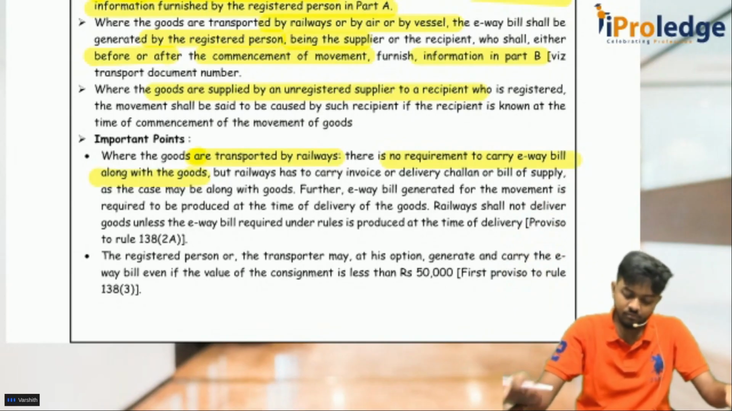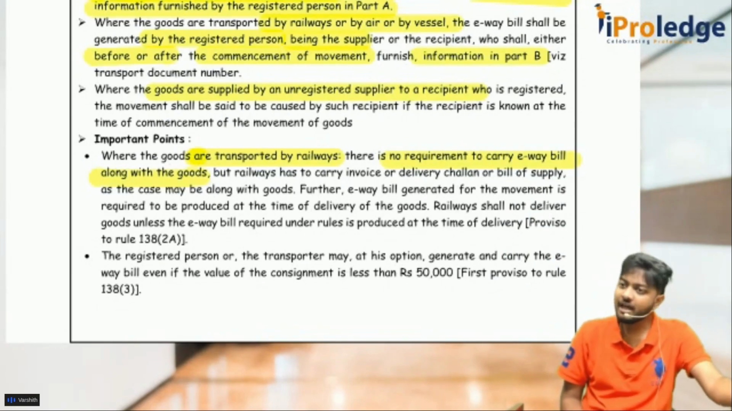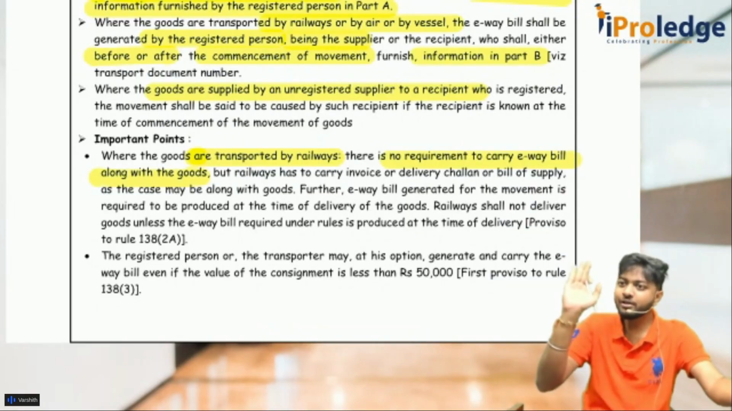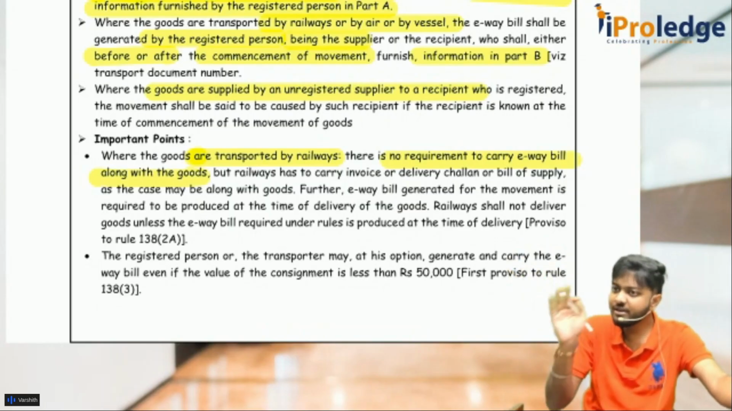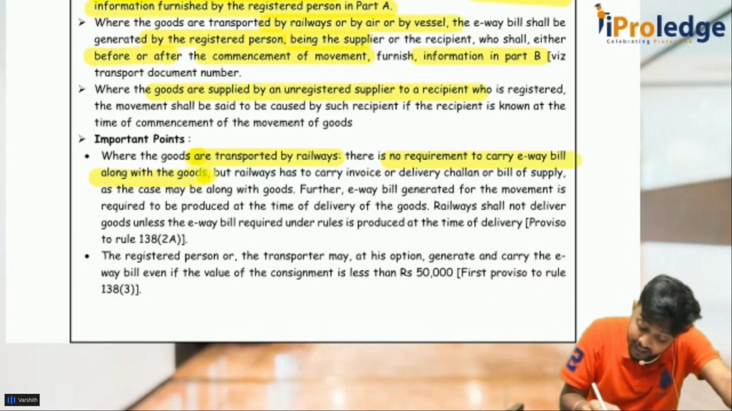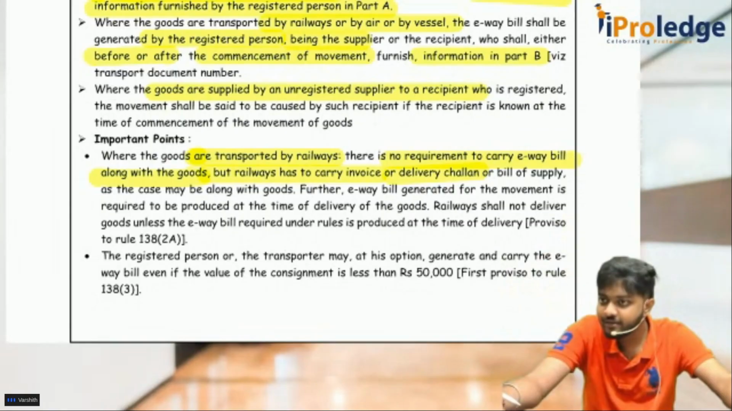Clear? Now tell me one thing. Normally, if the goods are going by road, are you supposed to carry the e-way bill? Yes. But they are telling that when it is going via railway, there is no need to carry the e-way bill along with the goods. Even if the invoice is there, it is sufficient. But in the case of railways, an invoice or delivery challan should be there. The e-way bill is not required.